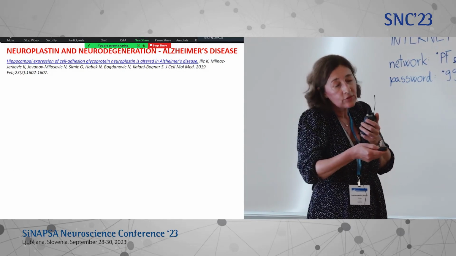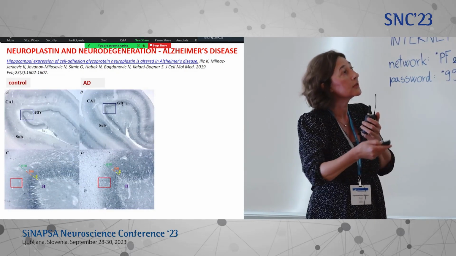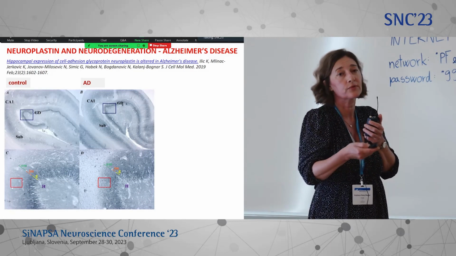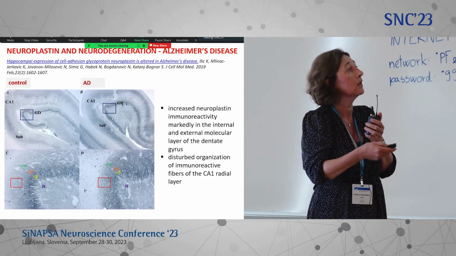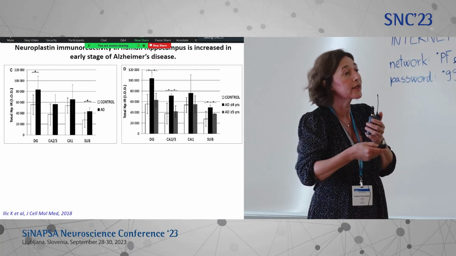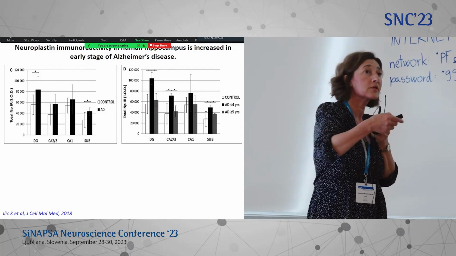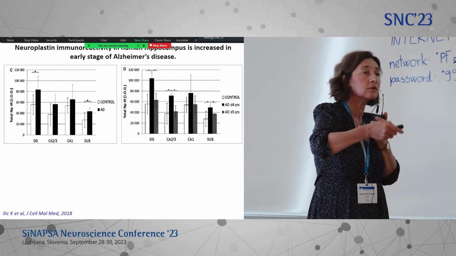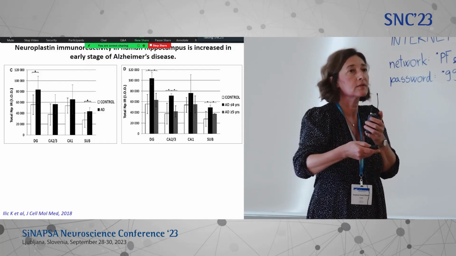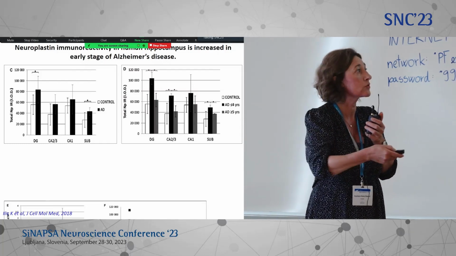Okay, so later on then we wanted to see what is going on in neurodegeneration. We looked also at the changes in the expression of neuroplastin in the hippocampus affected by Alzheimer's disease. What we did see is that this expression is related also to the phase of disease. Basically, there is increased expression of neuroplastin in the early phase of the disease, which we suggested to be some kind of compensatory mechanism during the early stages of the disease.